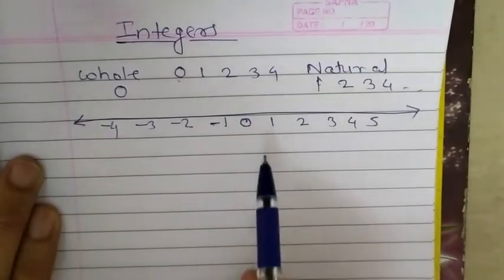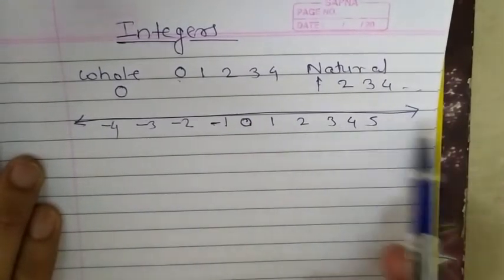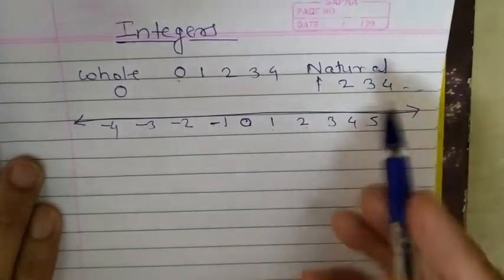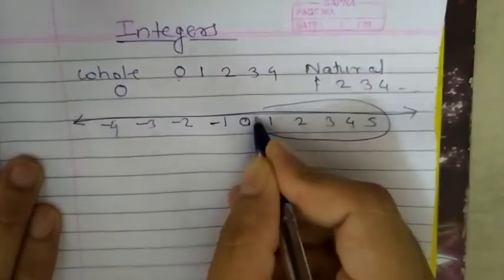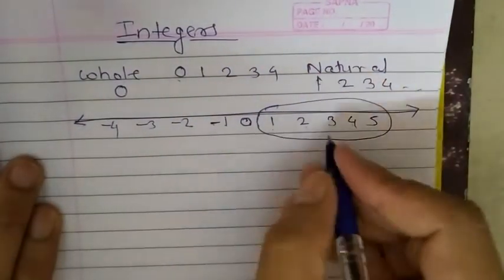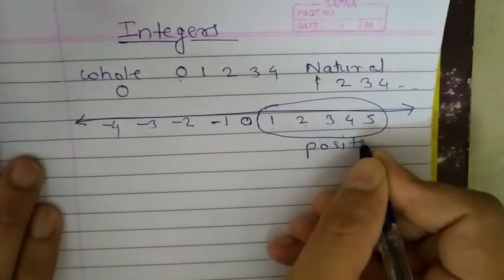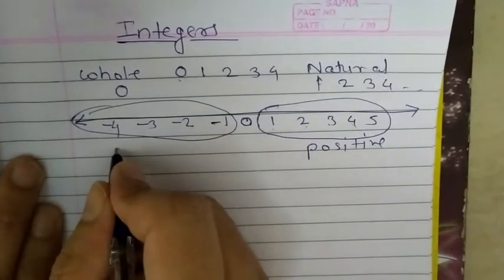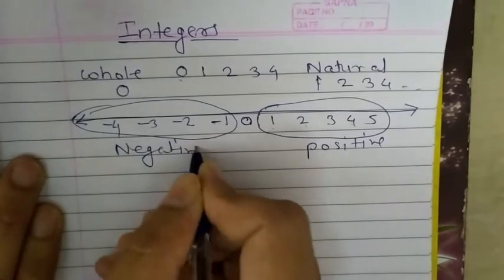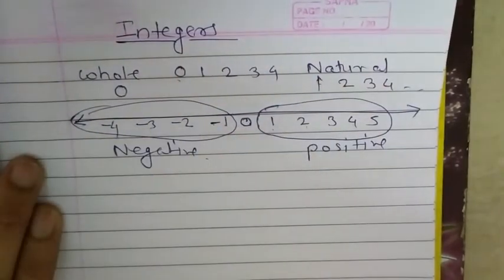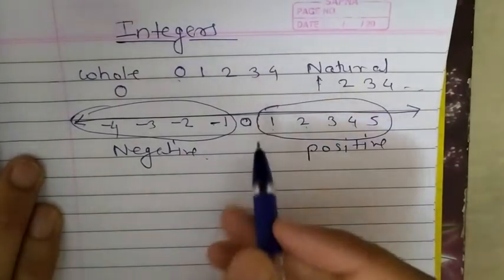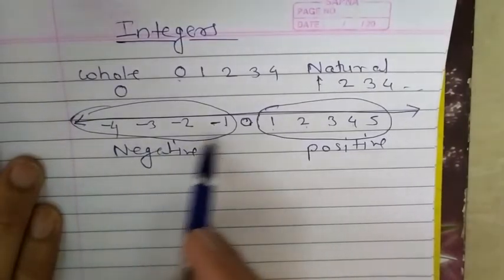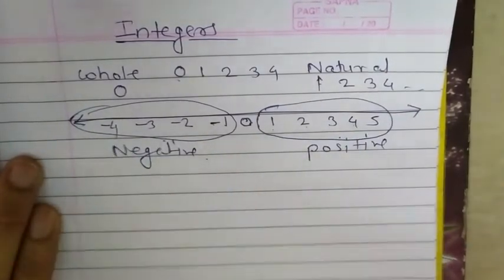Now you carefully observe. Here 0, all positive numbers in ascending order, all negative numbers in descending order. 1, 2, 3, 4, 5. So these 1, 2, 3, 4, 5 and so on are positive integers. And these numbers with minus symbols are negative integers. These are positive and these are negative integers. And here we have 0. 0 doesn't have a negative or positive symbol. So integer means it has negative and positive numbers.